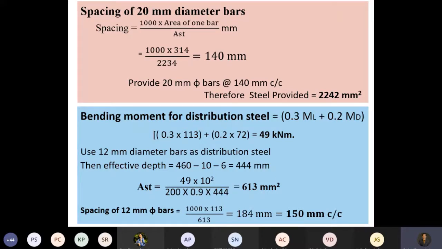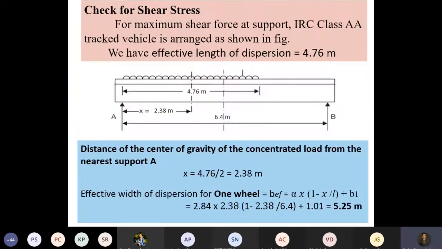So spacing of 12 mm diameter bars is equal to 1000 into area of one bar, 113, divided by 613. You will get it as 184 mm, or you can provide distribution steel at 150 mm center to center. This is about the distribution steel. Next, we have to check for shear stresses.